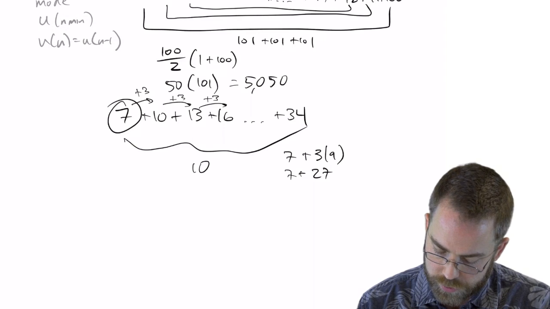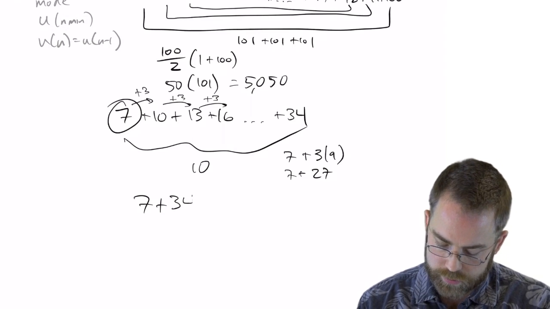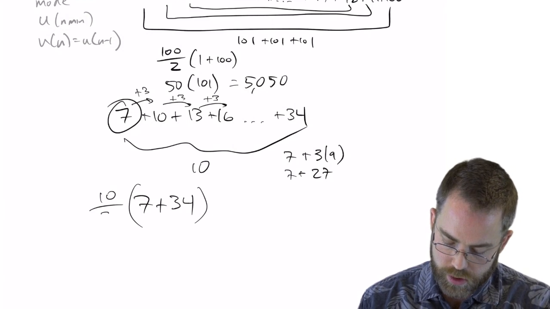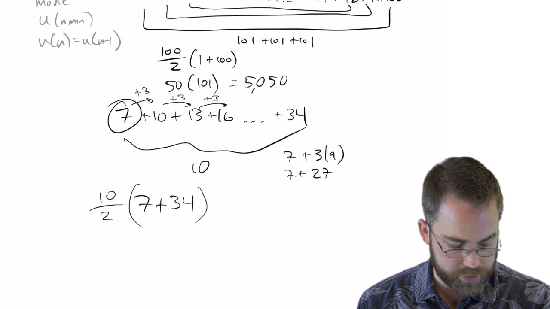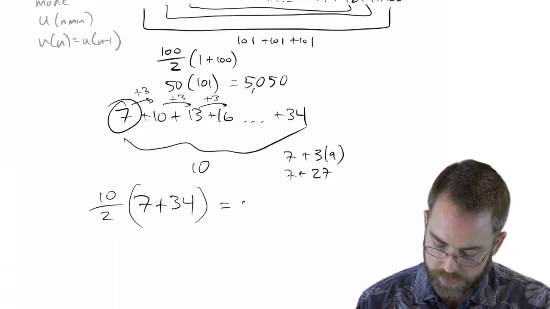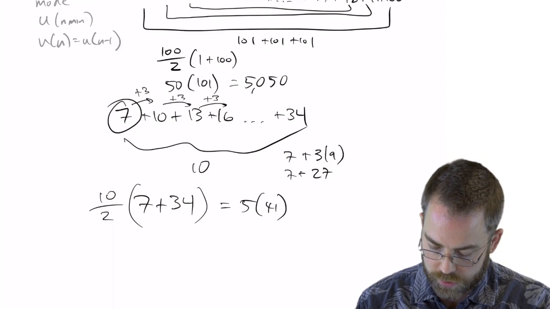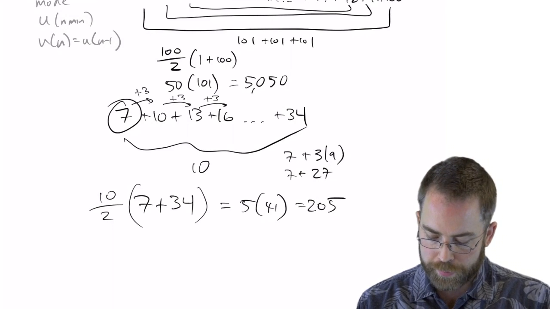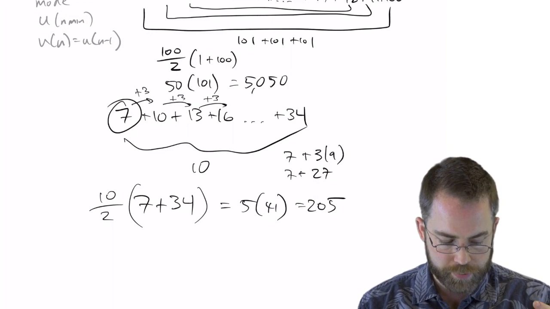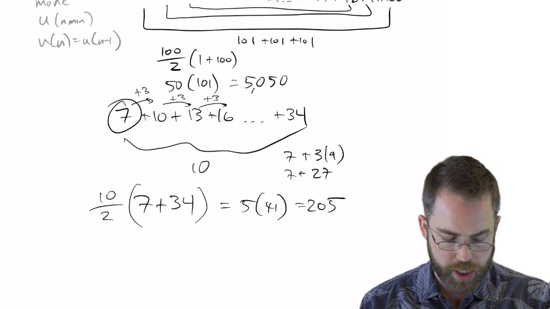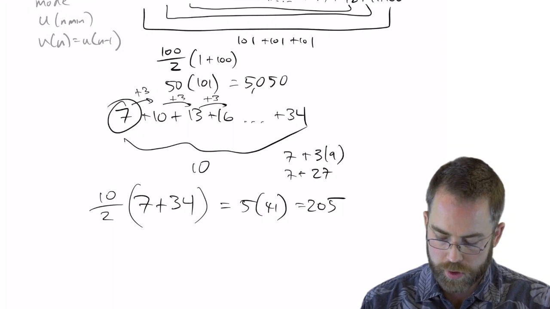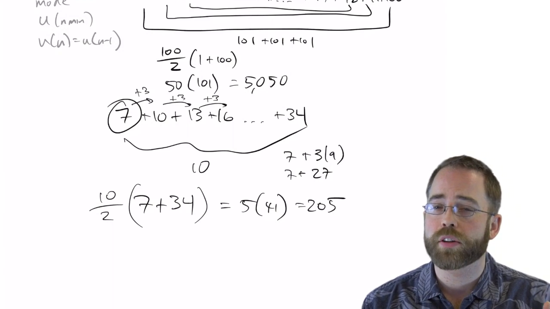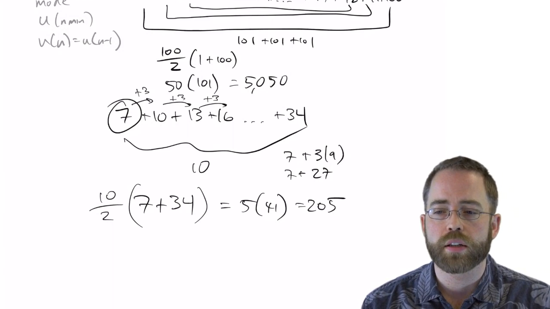So the first plus the last is those two there. We've got 10 items in our list, and we want half as many as that. So that's going to be 5 times 41, which is 205. So adding up 7 plus 10 plus 13 plus 16 plus 19 plus 22 plus 25 plus 28 plus 31 plus 34 makes 205. And I hope once you get used to this pattern, you'll see that it's quicker than the long way.